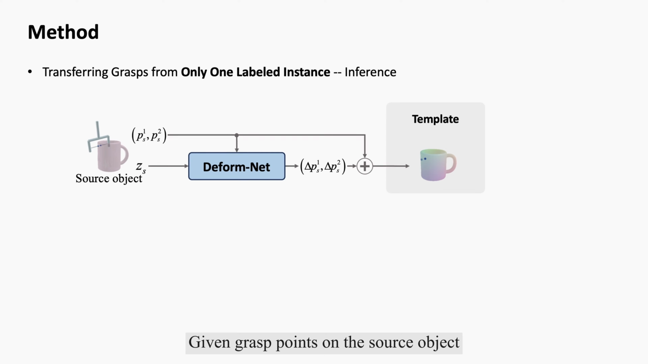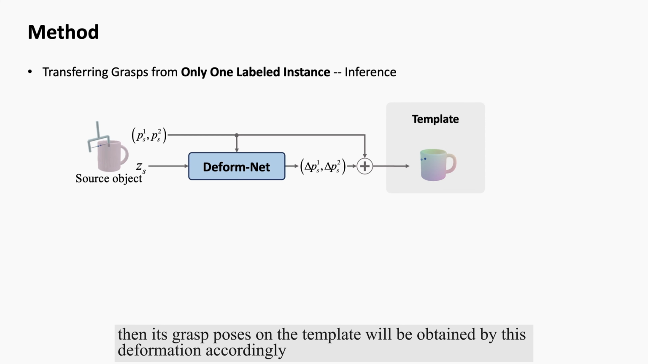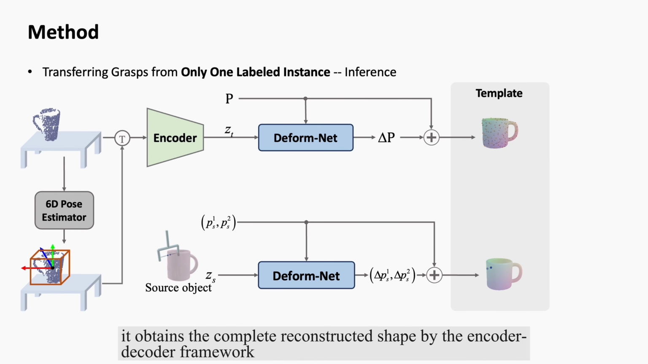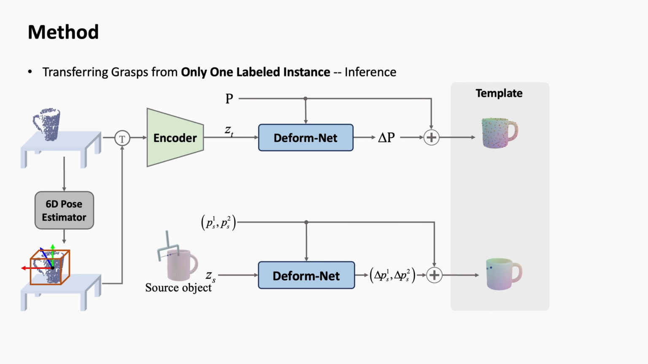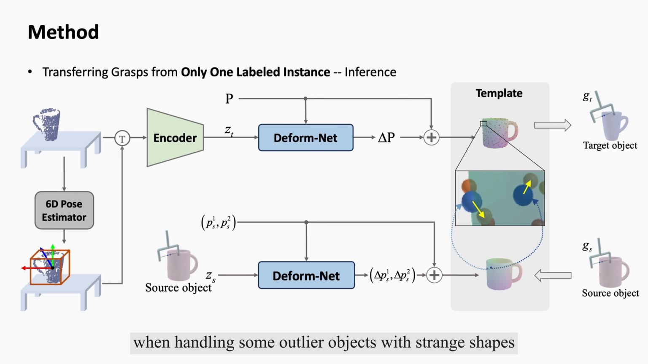Given grasp points on the source object, their deformation offsets to the template are predicted by DeformNet, then its grasp poses on the template will be obtained by this deformation accordingly. For the target object, it obtains the complete reconstructed shape by the encoder-decoder framework. And its surface query points are deformed to the template by DeformNet. Lastly, we apply nearest point matching to transfer the grasp points on the source to the target. However, when handling some outlier objects with strange shapes, poor deformation could be estimated by DeformNet, which in turn leads to the failure of grasp transfer.